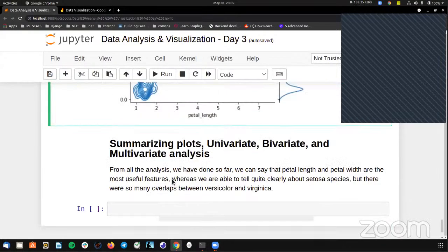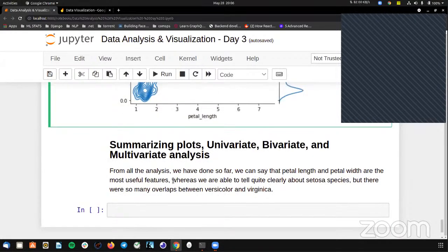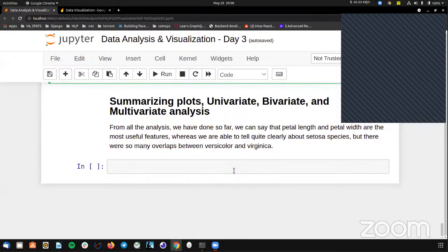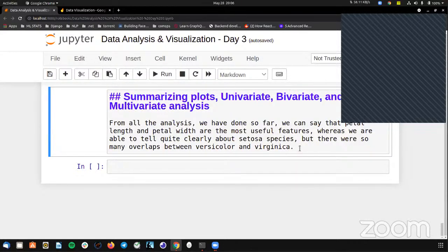So, summarizing plots: univariate, bivariate, and multivariate. Let me give you some sort of conclusion. So this is my last conclusion. From all the analysis, I can tell that petal length and petal width are the most useful features, right? We are able to tell quite clearly about certain species, but there were many overlaps between versicolor and virginica. Instead of saying so many, you can make it much better.